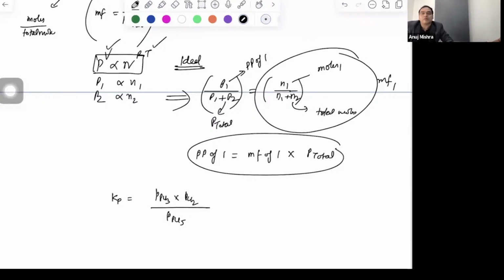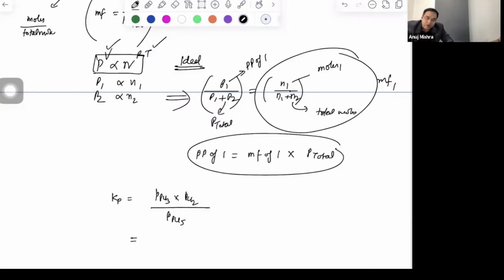Anyone having doubt in this? Kp का फॉर्मूला में क्या है, Kc का फॉर्मूला क्या है? Who is out? कोई तो चला गया एक व्यक्ति. Who is missing? Akshay. Akshay is missing now.